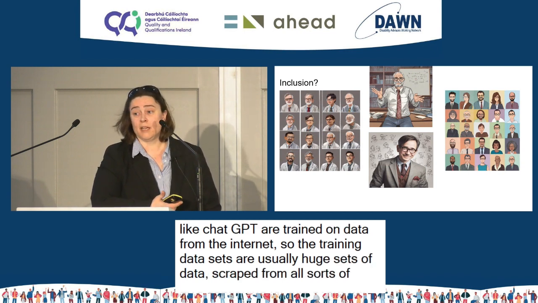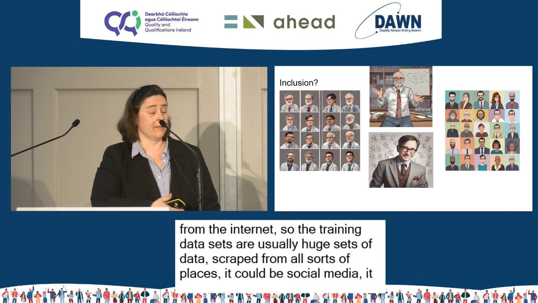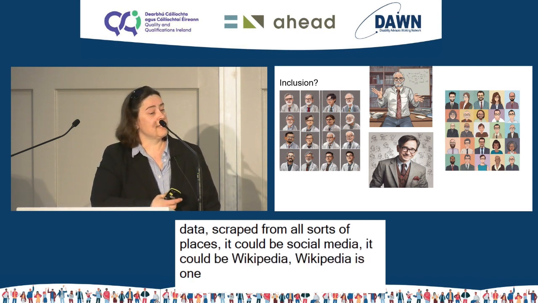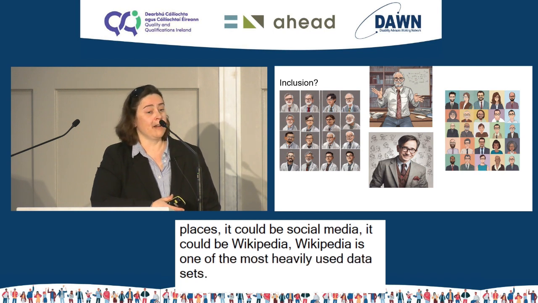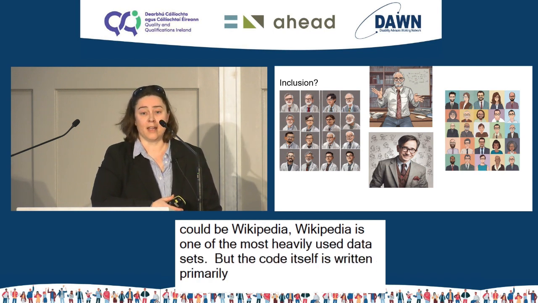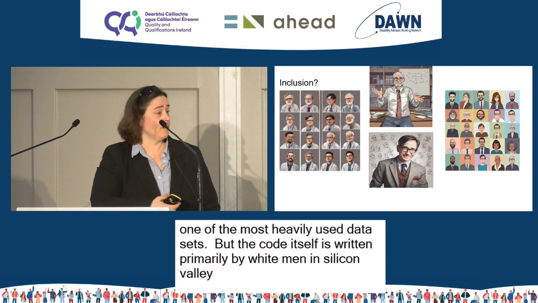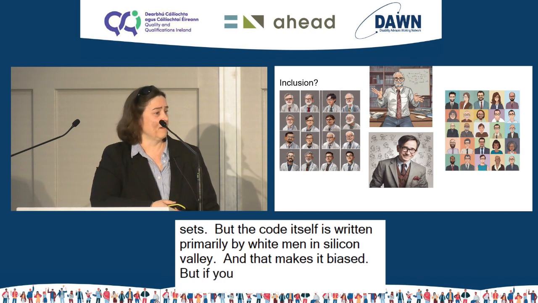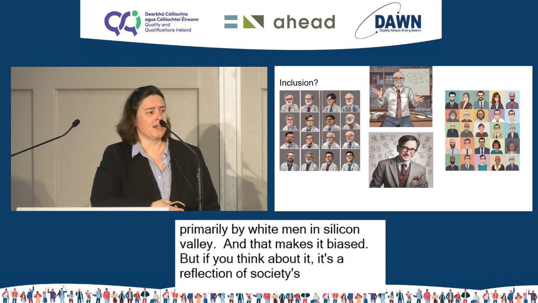It could be social media, it could be Wikipedia. Wikipedia is one of the most heavily used data sets. But the code itself is written primarily by white men in Silicon Valley. And that makes it biased. But if you think about it, it's a reflection of society's bias. Yeah? But this is something we have to keep an eye on.